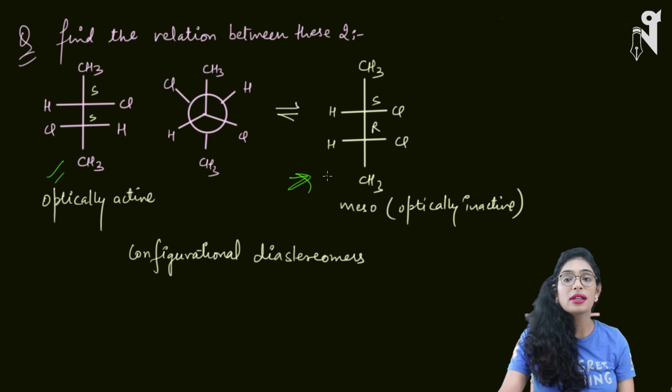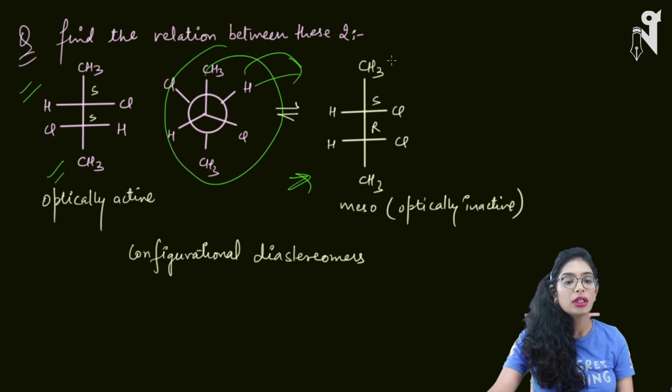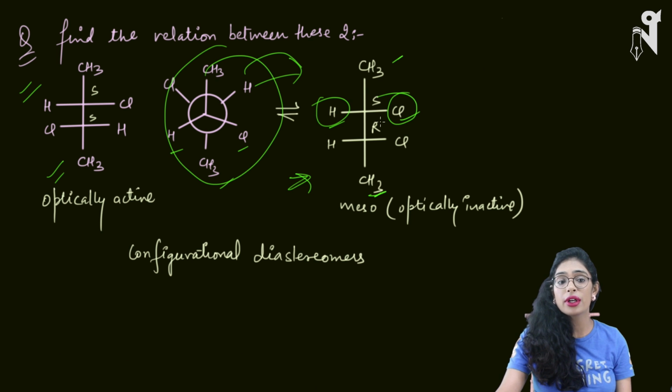So this is my answer. Let's quickly check. This is the already given Fischer projection. I have to convert this molecule into Fischer. So what is the Fischer over here? CH3 I'll write up here, hydrogen, chlorine here. Now CH3 down here, and then swap the positions of chlorine and hydrogen, chlorine on right and hydrogen on left. Let's write down their configuration. S for the above one, R for the down one.